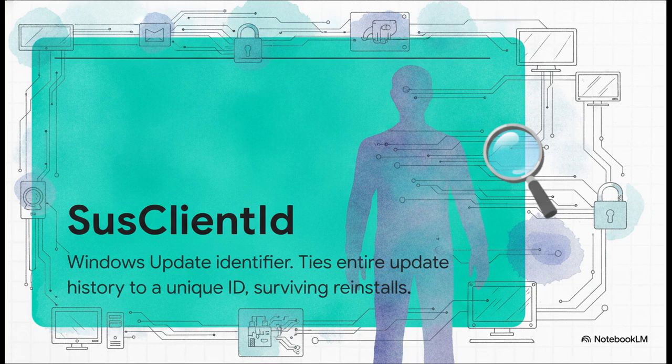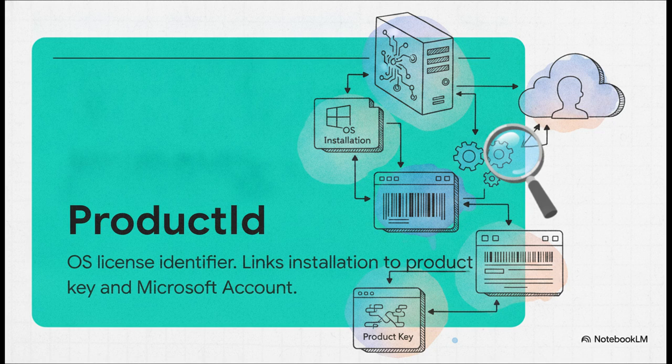Number 4 on our master list is the SUS Client ID, which is the Windows Update Client Identifier. This single little registry key ties your machine's entire update history to one unique ID. And here is a truly fascinating and maybe slightly terrifying detail from our sources. This ID can actually be correlated across operating system reinstalls, assuming the key is somehow preserved or backed up. Pretty crazy, right? Moving on, we've got the product ID.